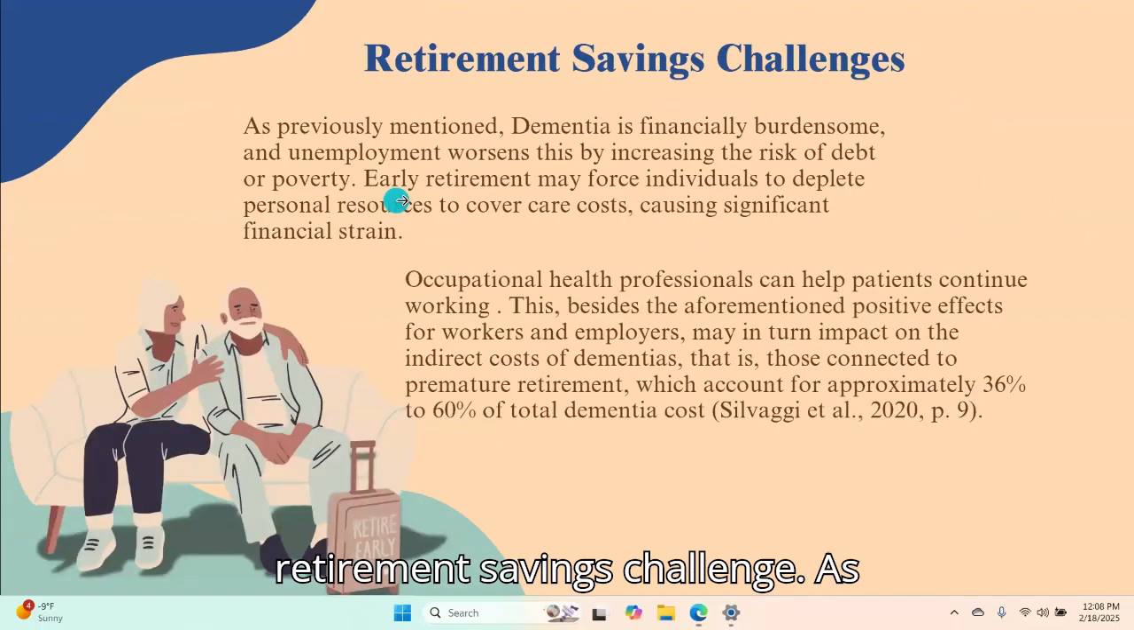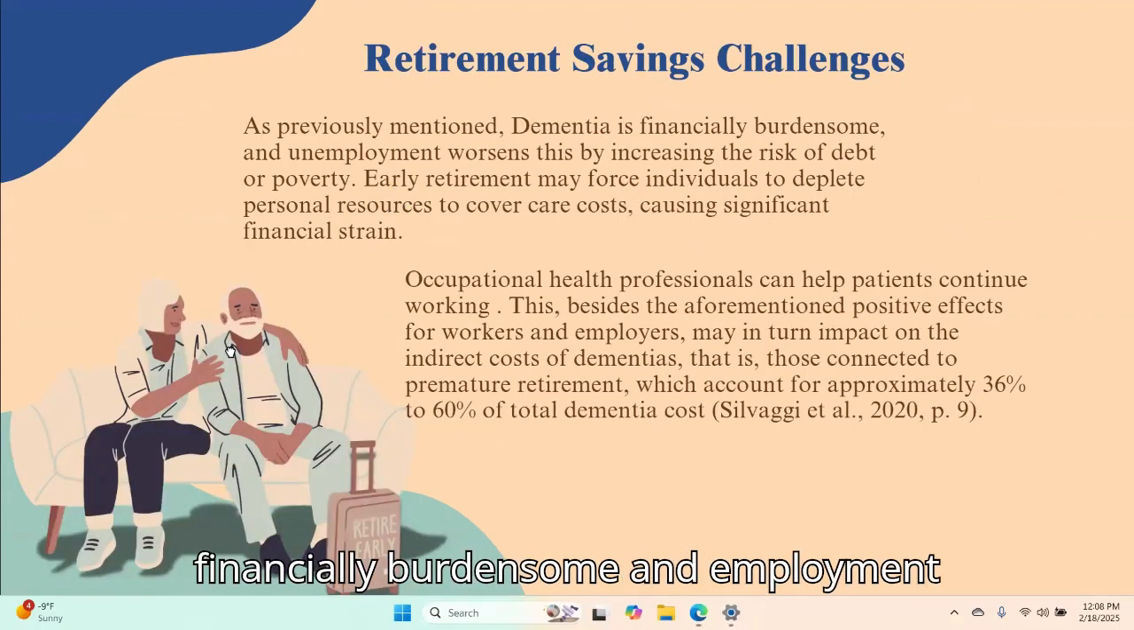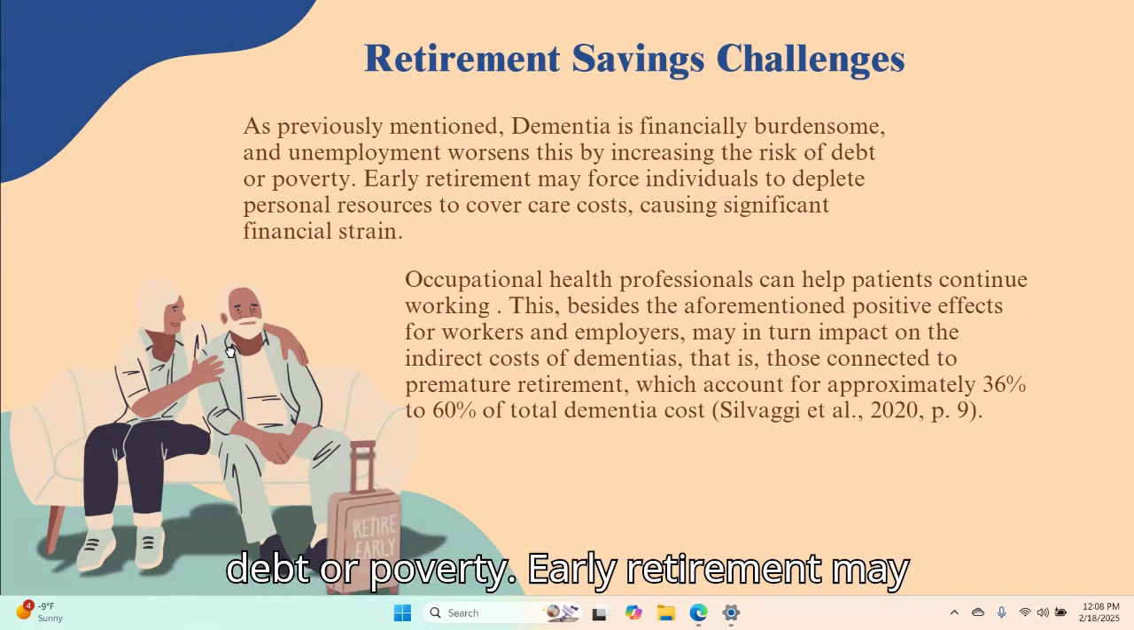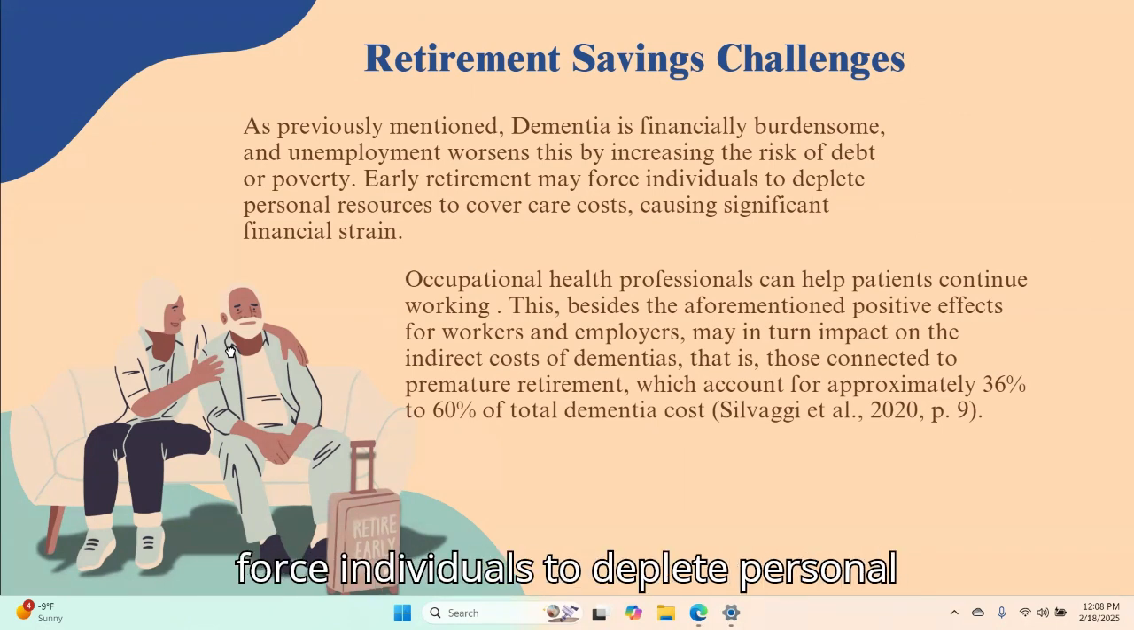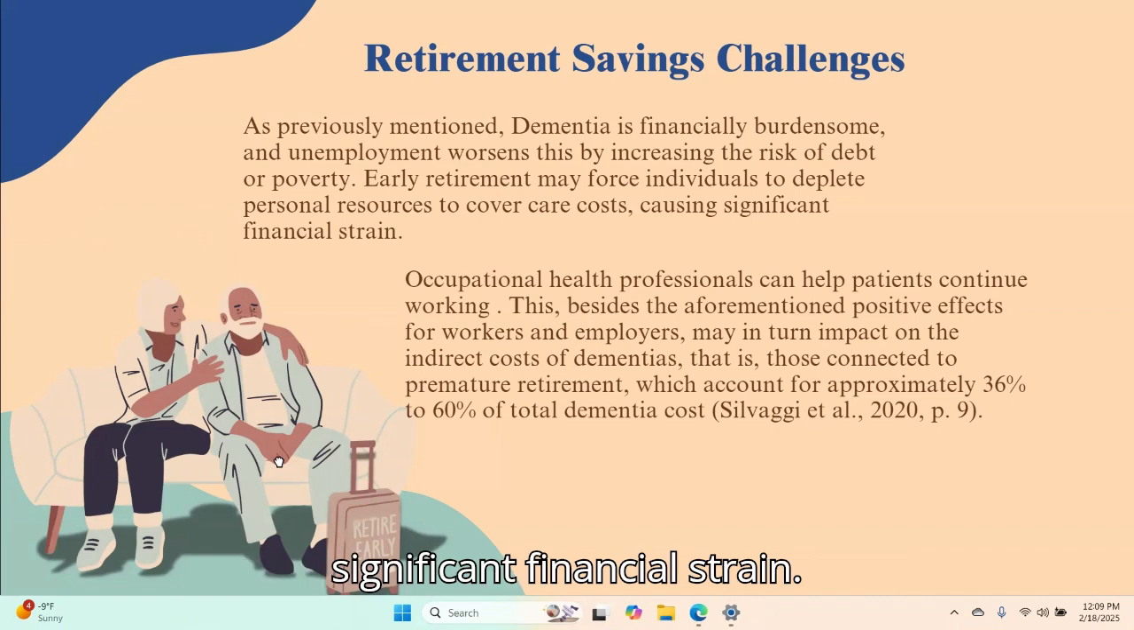Next, we'll be talking about the retirement savings challenge. As previously mentioned, dementia is financially burdensome, and employment worsens this by increasing the risk of debt or poverty. Early retirement may force individuals to deplete personal resources to cover care costs, causing significant financial strain.